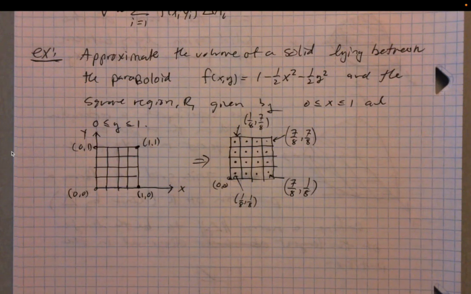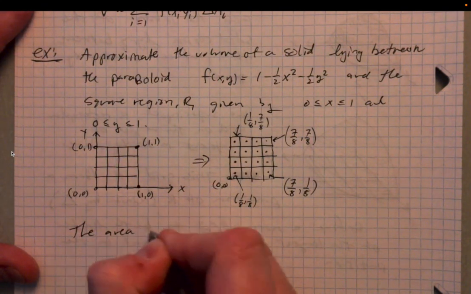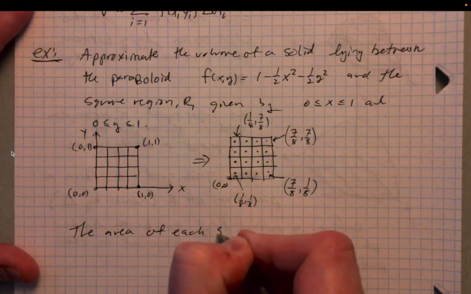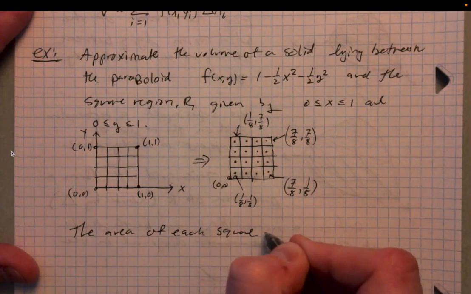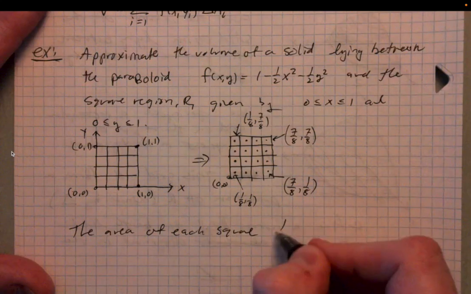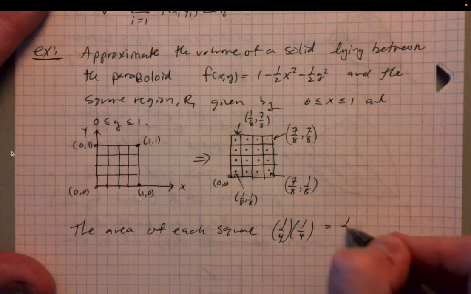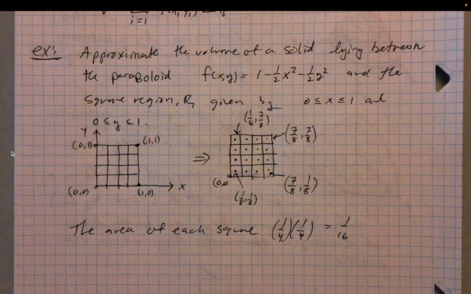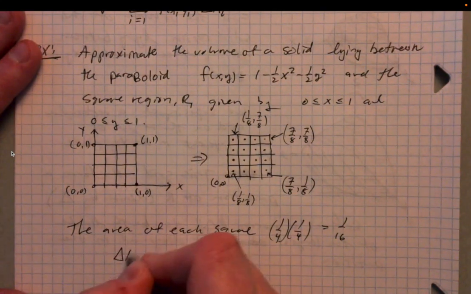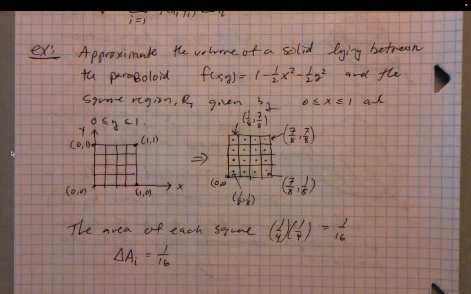Now, what's the area of each of the bases of each of the squares here? Well, the area of each square is 1/4 by 1/4, right? So it's 1/4 squared. So you get 1/16 for each of these. So the delta A_i here is 1/16.